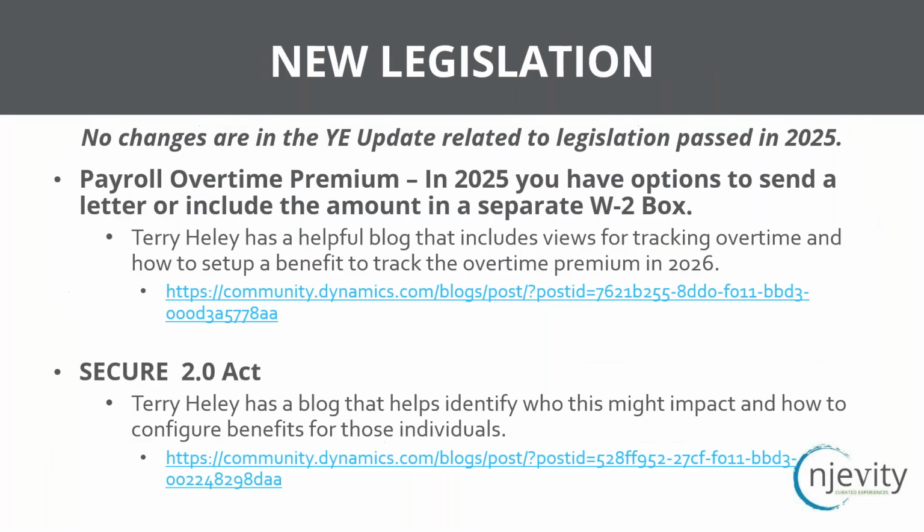As far as new legislation, I mentioned the One Big Beautiful Bill. There are no changes in the year-end update related to legislation passed in 2025. For payroll overtime premium, in 2025, you have the option to send a letter or include the amounts in a separate W-2 box. And as always, Terry Healy with Microsoft has put out a blog on how to help track that. And for the Secure 2.0 Act, again, Terry has another blog to help identify who this might impact and how to configure benefits for those individuals. So Microsoft hasn't put the code into the system, but they've got the workarounds or the assistance, whatever you want to call that.